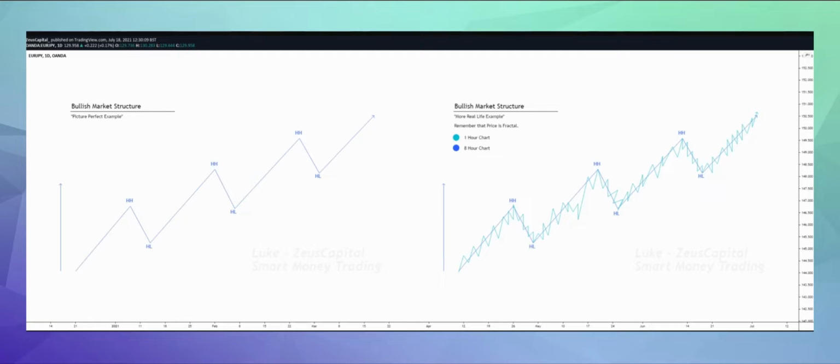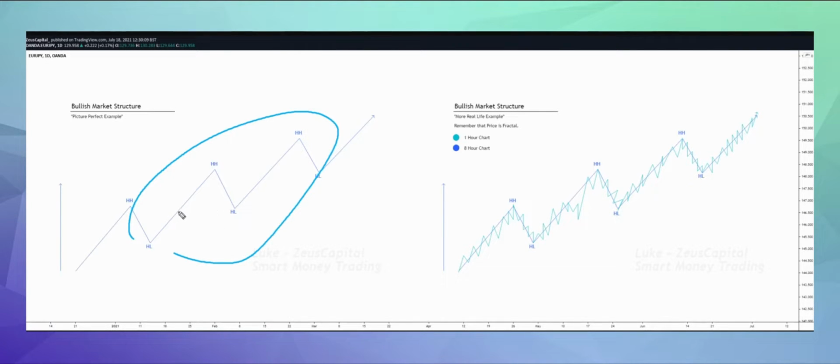Now this is obviously more of a picture perfect example, and price may not be as easy or as simple as this may look. We know that when we compare things that look picture perfect to a real life example, it never really looks the same, right? It's like learning Wyckoff from Google Images.